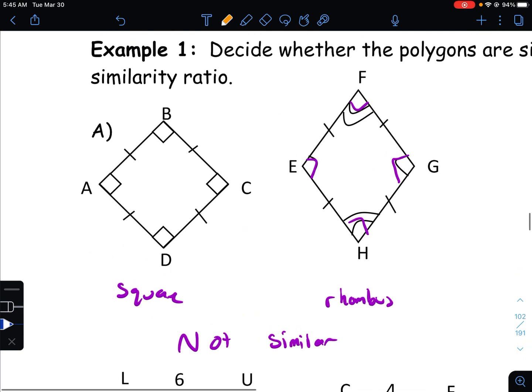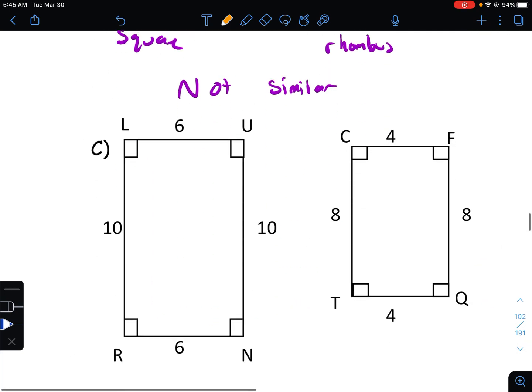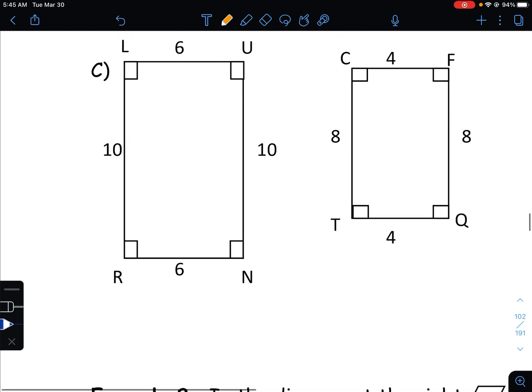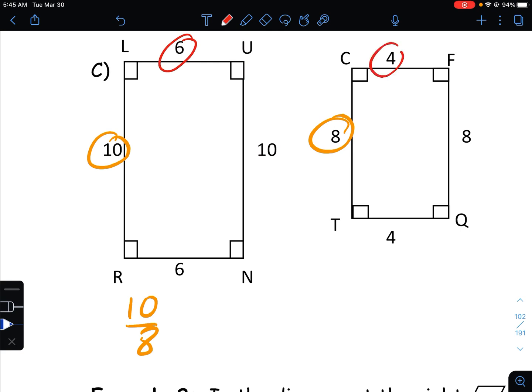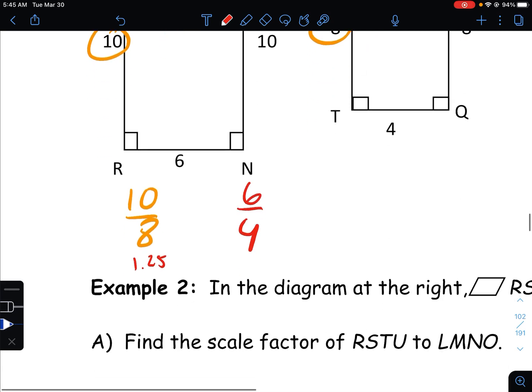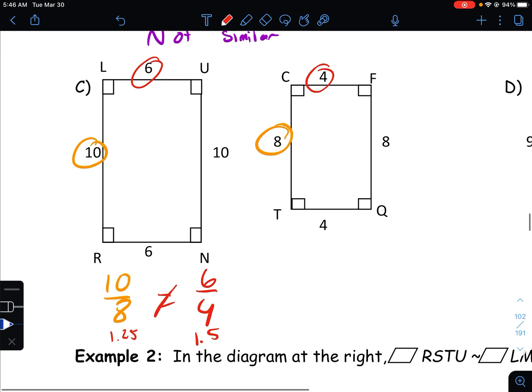This one didn't work at all because the angles were different. Now we've got similar angles. Let's go ahead and check the ratios. So we're going to pick the biggest side from here, put it over this guy, so we could do 10 over 8. And then the next biggest side from here, which is 6, put it over 4. And when we do that, we get 10 divided by 8 is 1.25, and 6 divided by 4 is 1.5. So these are not similar because the ratios of the sides are not equal.